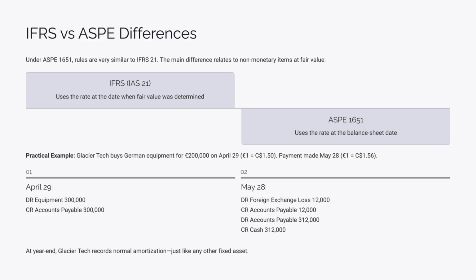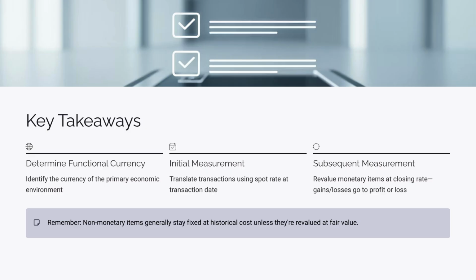At year end, Glacier Tech records normal amortization, just like any other fixed asset. Now that we've seen both frameworks, let's bring it all together with a quick summary. Let's recap the 3 key steps under IAS 21. Determine the functional currency. Translate transactions using the spot rate at the transaction date. Revalue monetary items at the closing rate, with any gains or losses going to profit or loss. And remember, non-monetary items generally stay fixed unless they're revalued at fair value.